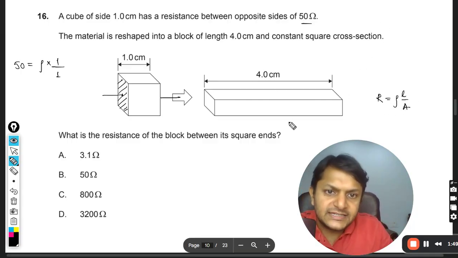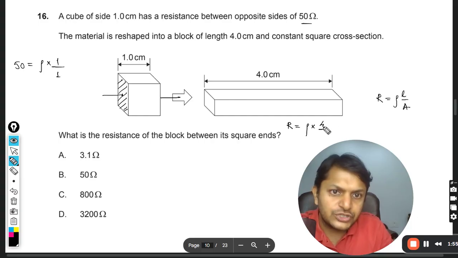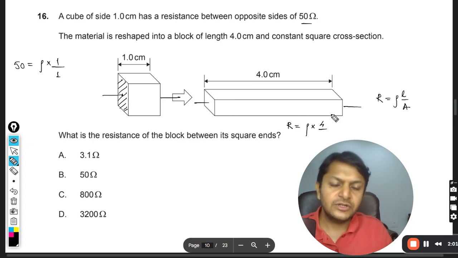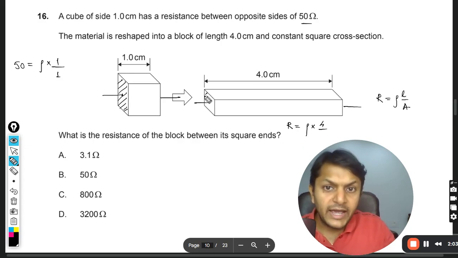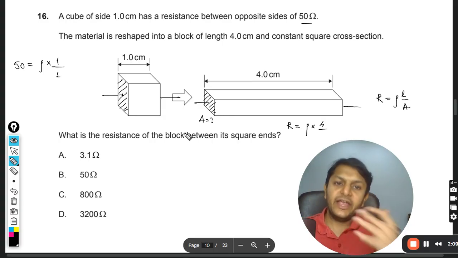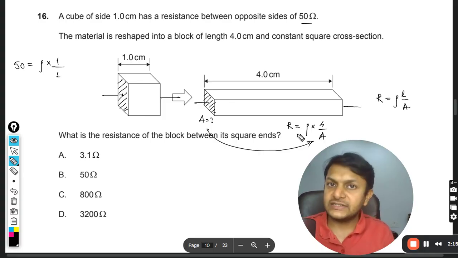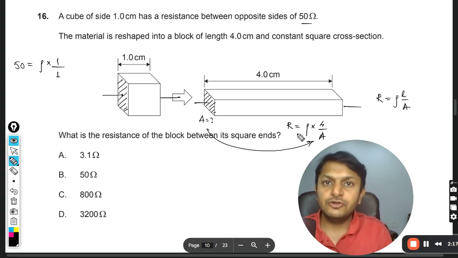Now, for this case, rho will be substituted as 50. Length will be 4 centimeters because the current is passing from one square cross section to the other cross section. But the problem is this area is not given to us. This is unknown. So we have to find the area and substitute that value here, and with rho as 50, you can find the new resistance. But how to find the value of A?